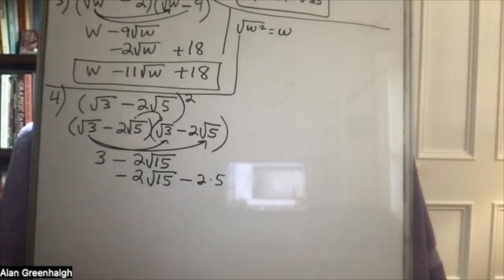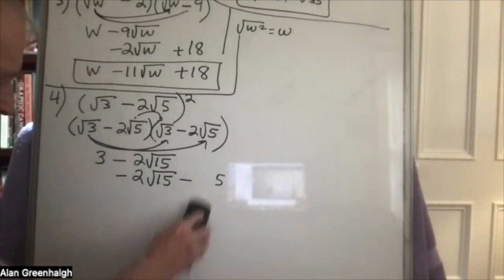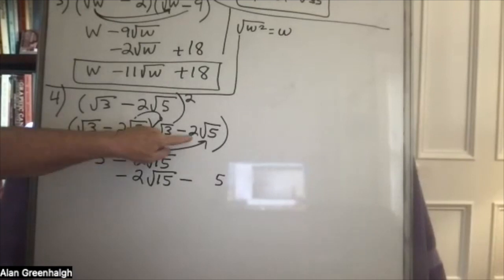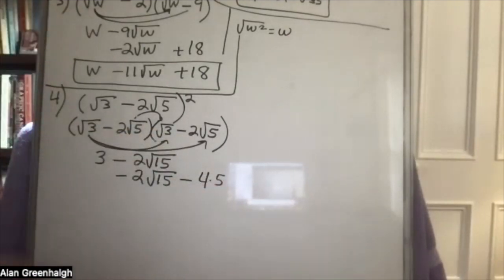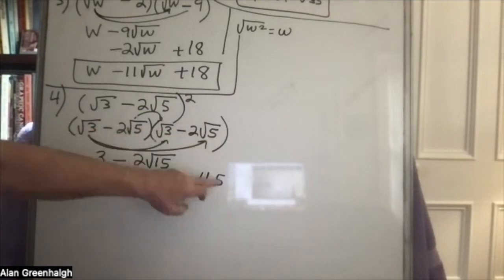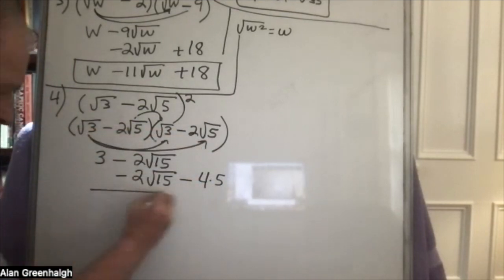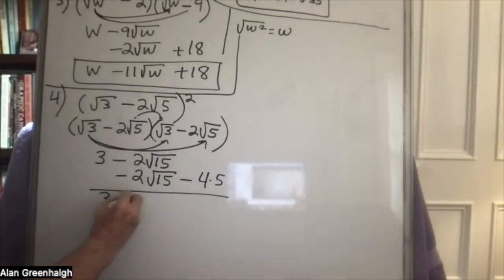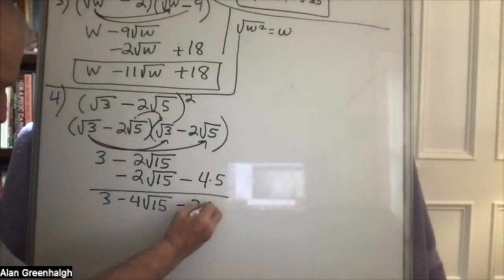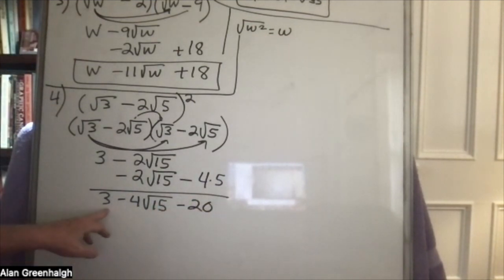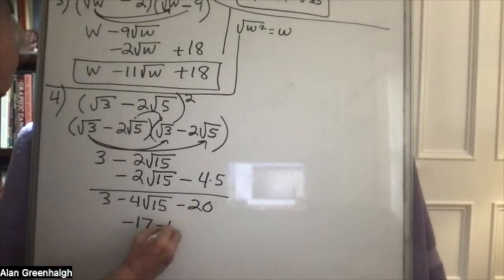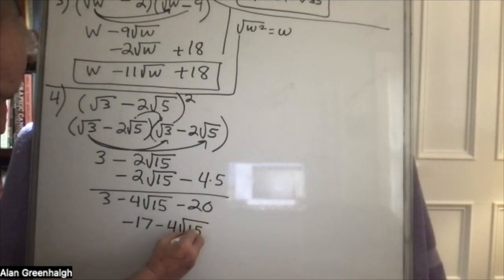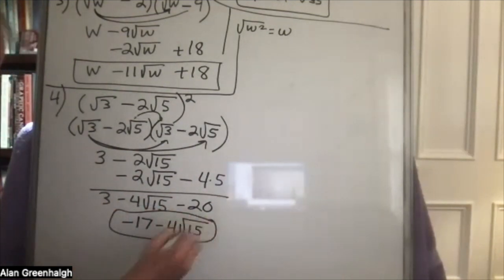See, this is a mistake. Here's a mistake, right? Nobody's going to point that out. 2 times 2 is 4, times this is 5. So this is what we get, I think: 3 minus 4 times the square root of 15 minus 20. And then we can combine these two, and the answer is negative 17 minus 4 times the square root of 15. Kind of a difficult problem.